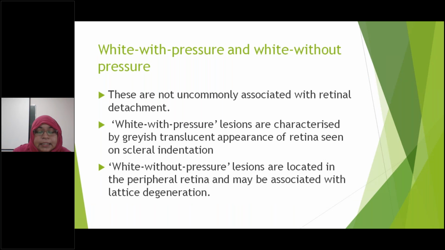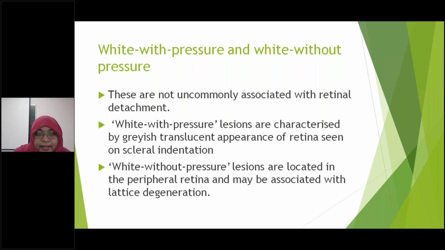Then there are terms called white with pressure and white without pressure. These are uncommon degenerations, and these can be associated with retinal detachment. White with pressure lesions are characterized by a grayish translucent appearance of the retina seen on scleral indentation. What is scleral indentation? It is nothing but we put pressure on the opposite sclera, so that the sclera indents and we can see the periphery of the retina easily.